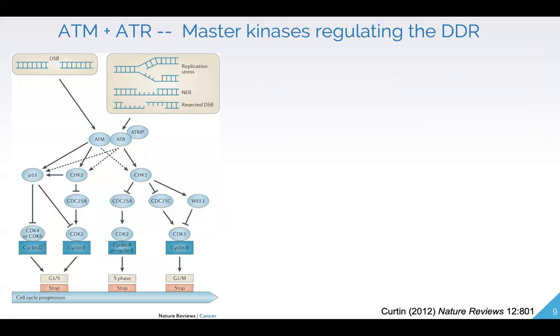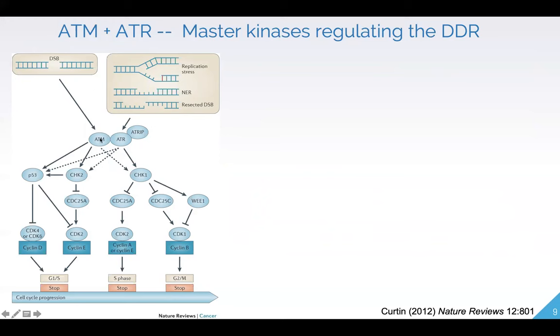All right, so the key players in executing these checkpoints are primarily two family members of kinases known as ATM and ATR. You probably heard about one or both of these guys. If not, this is a good time to emphasize their role. These are master kinases. These are the ones that initially sense double-strand breaks. ATM particularly is dedicated exclusively to the sensing and then propagating the signals through double-strand breaks.